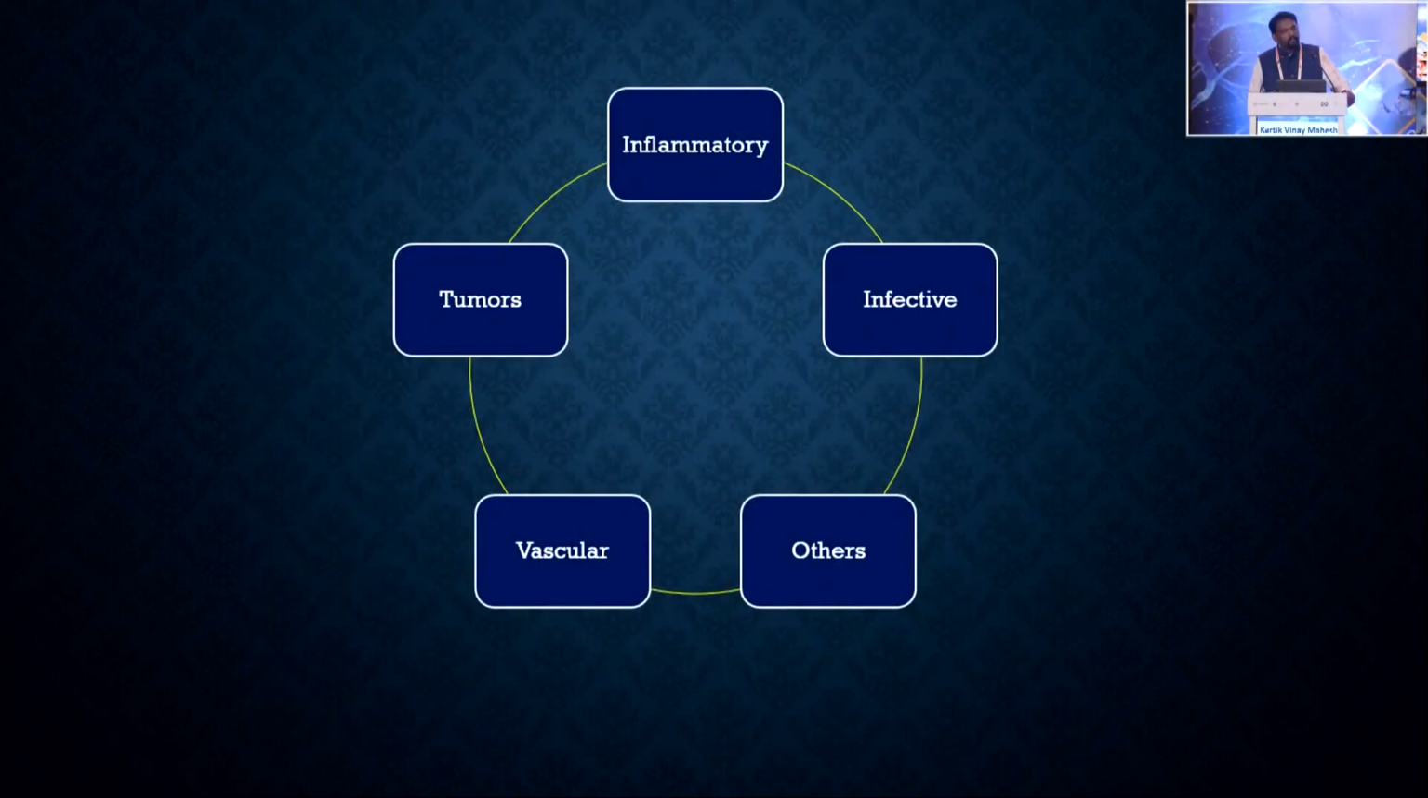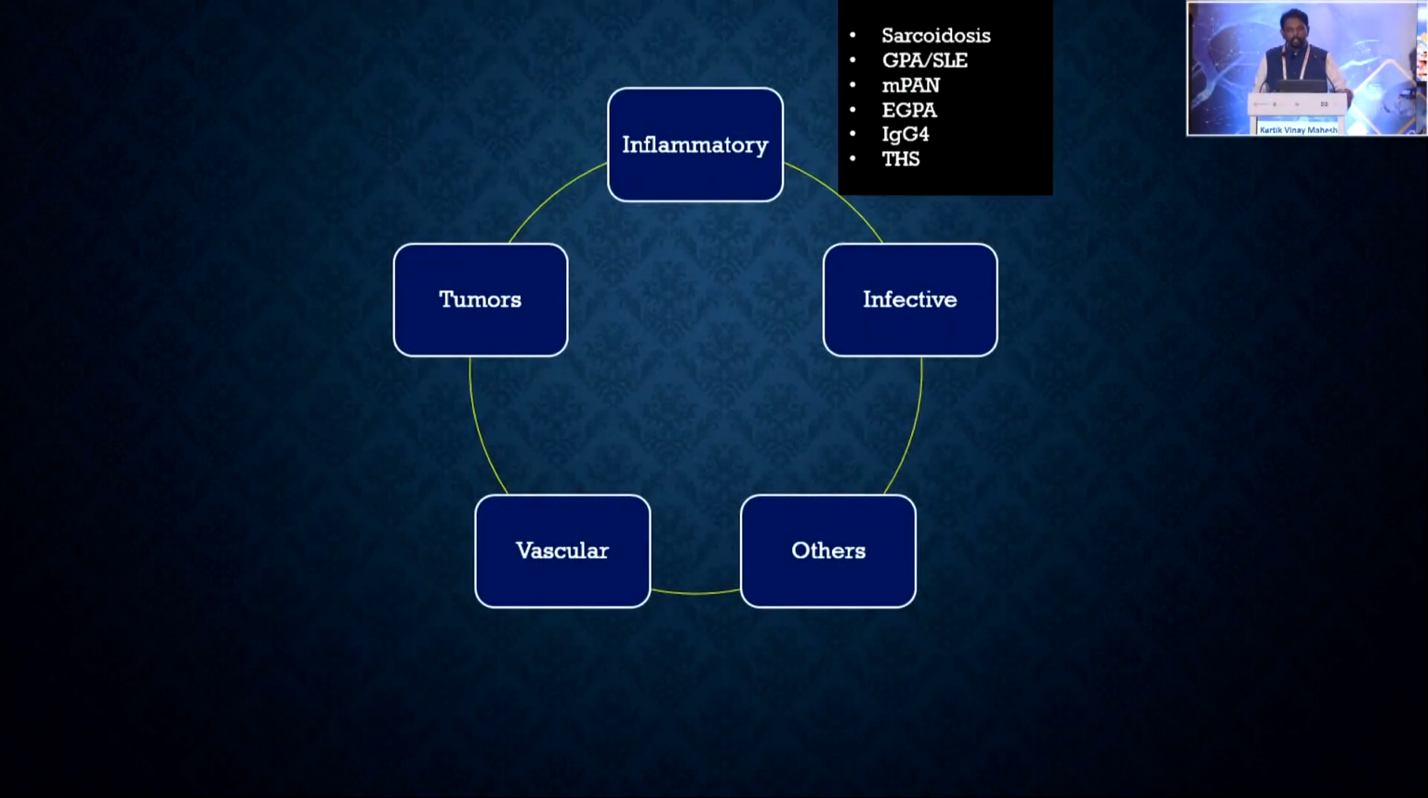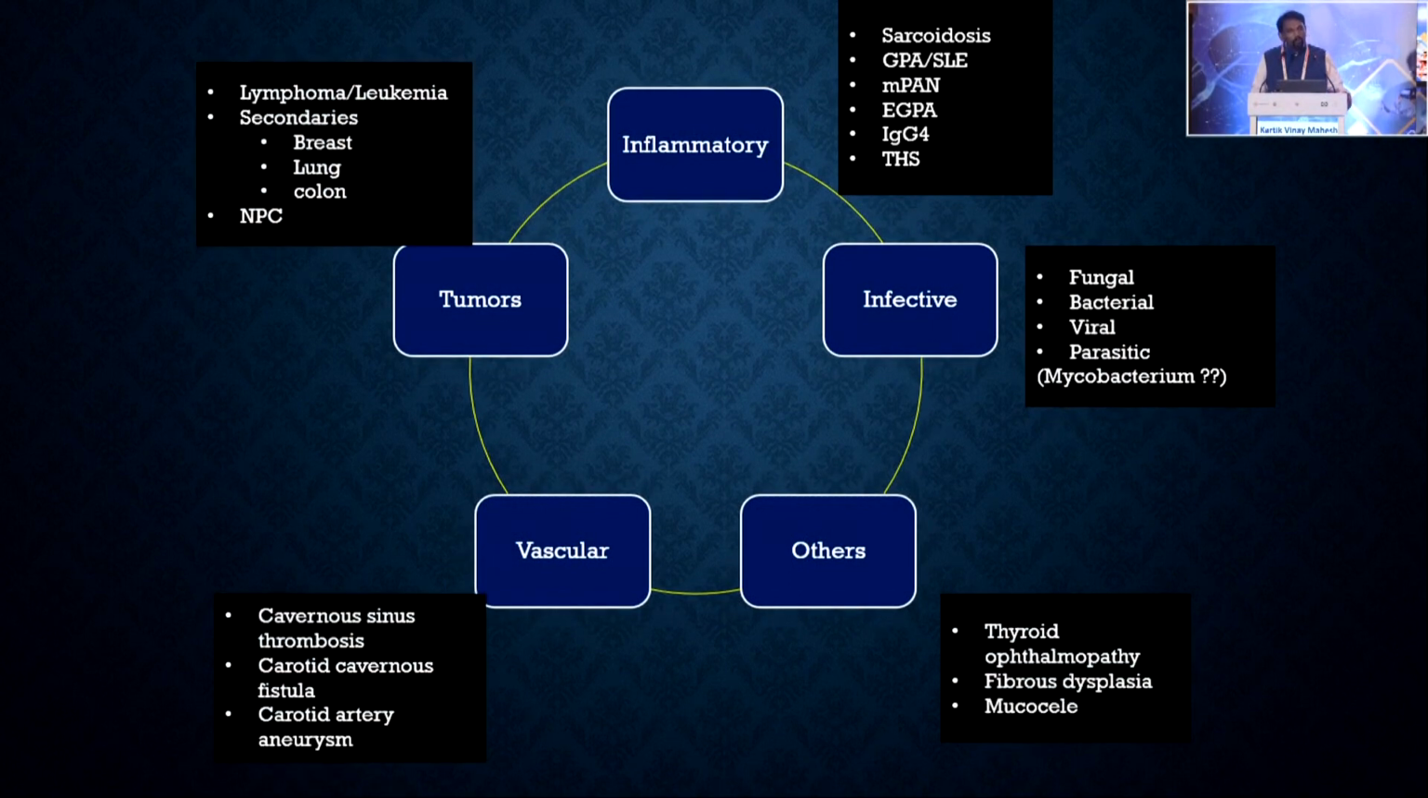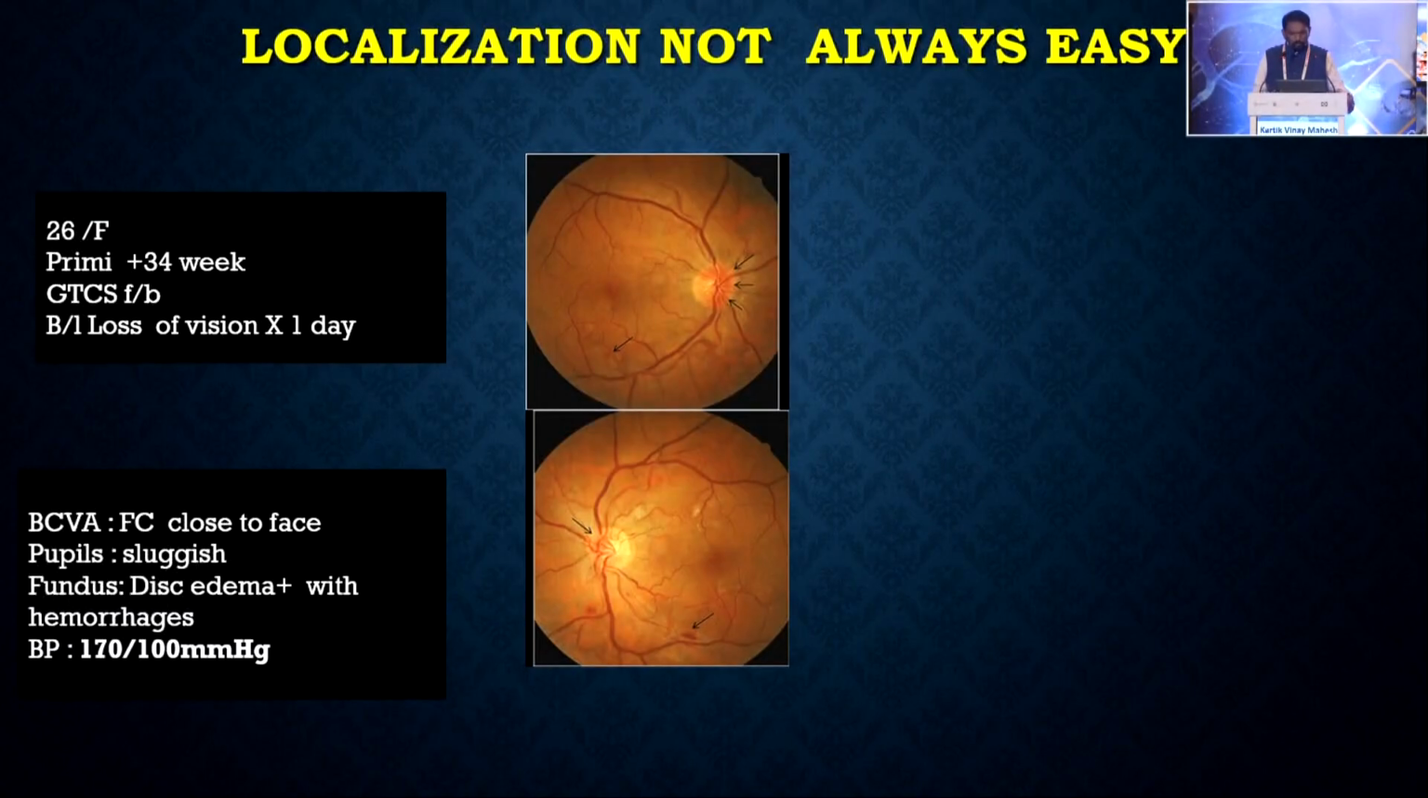The cavernous sinus is a treasure trove of pathologies. Anything and everything can involve your cavernous sinuses. The differentials are only limited by your imagination. So localization is not always easy. In cases where patients don't read books, nor do the diseases read those books, you have to guess on your own, you have to use your own experience.